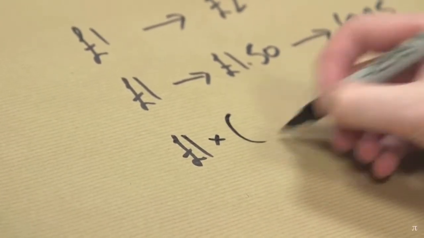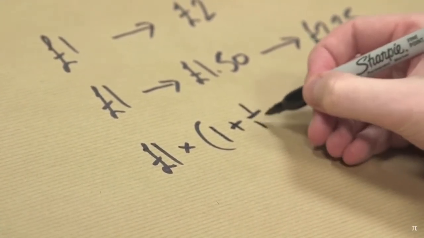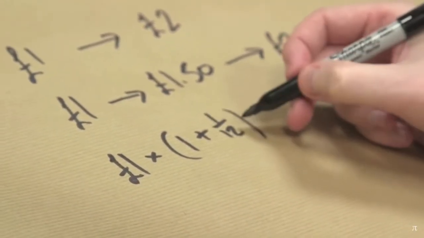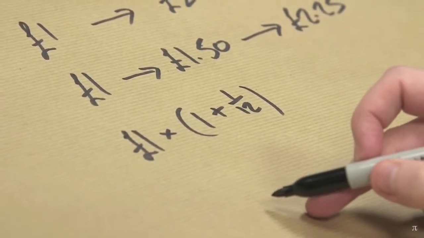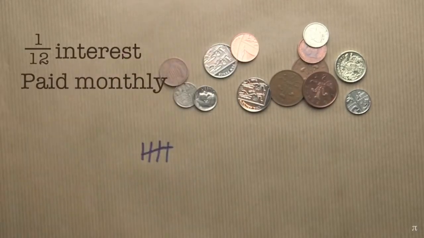So after the first month, it's going to be multiplied by this. 1 plus 1/12. So 1/12, that's your interest, and then you're adding that onto the original pound that you've got. So you do that, that's your first month. And then for your second month, you take that and multiply it again.